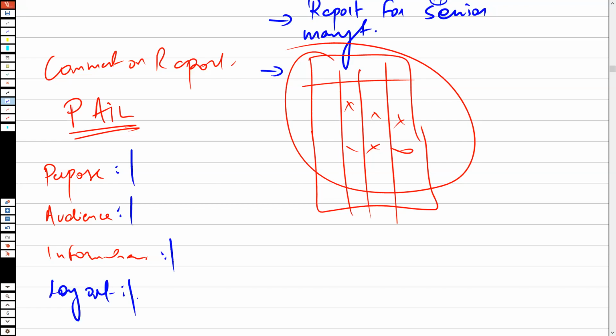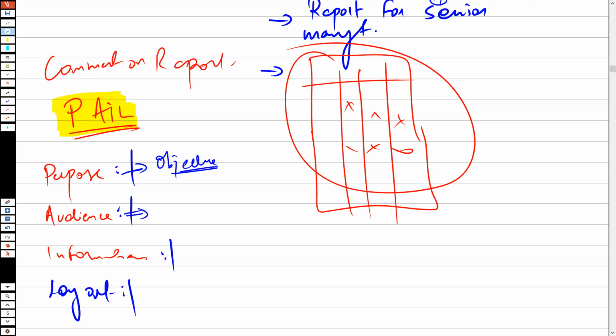Now, what exactly do you mean by this? When I talk about this PAIL, you would say, what is the purpose? The purpose of the report is that the management decides how well the organization has been performing. So the purpose of the organization would actually mean that we are talking about the objective of the organization.